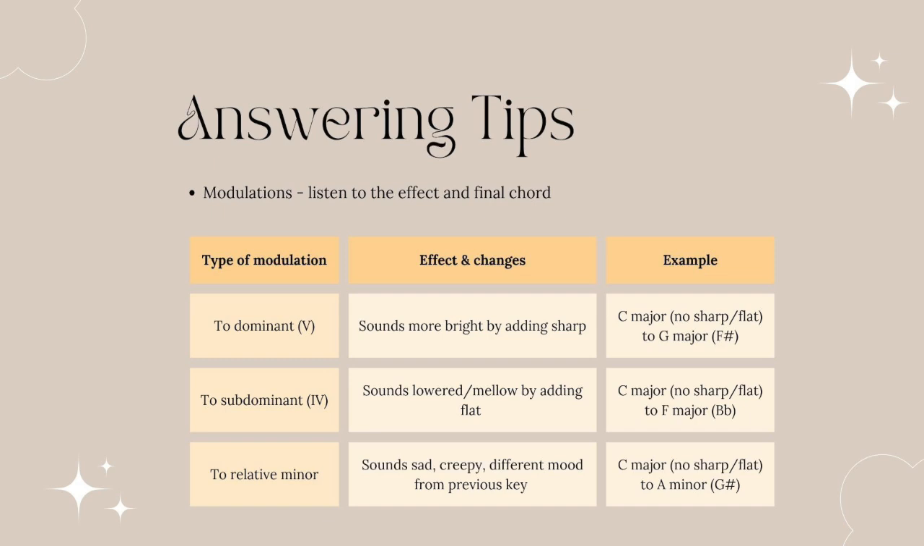If it is the modulation to the dominant, it sounds more bright by adding a sharp. For example, from C major, no sharp or flat, to G major, which has one sharp. The modulation to subdominant would sound like it's lowered or mellow by adding a flat, such as from C major to F major, which has a B flat. If it is to the relative minor, it sounds sad, creepy, and a completely different mood from the previous key, such as from C major to A minor with a raised 7 G sharp.